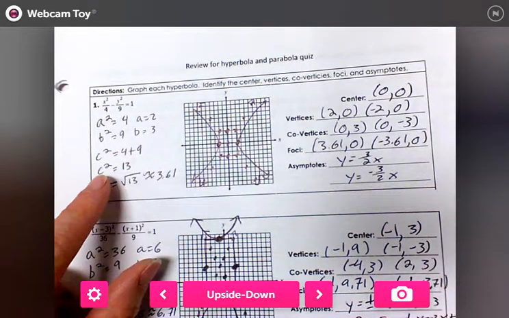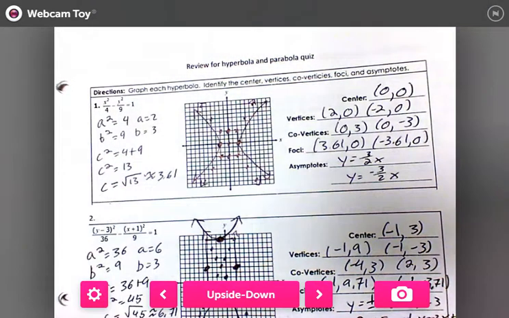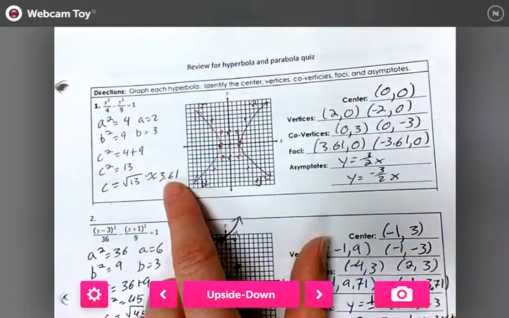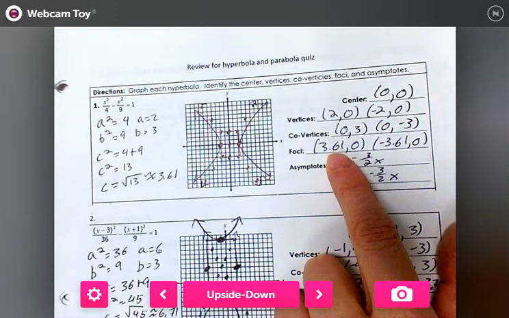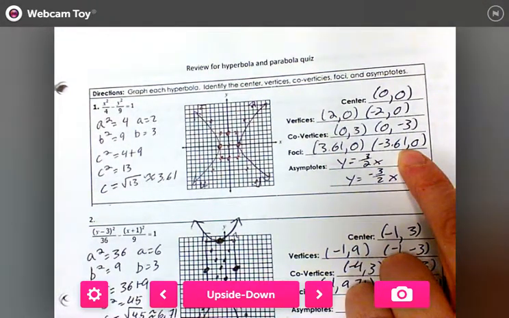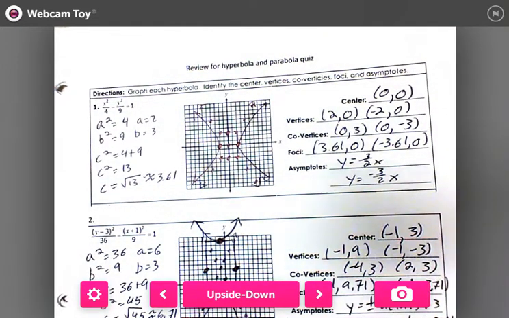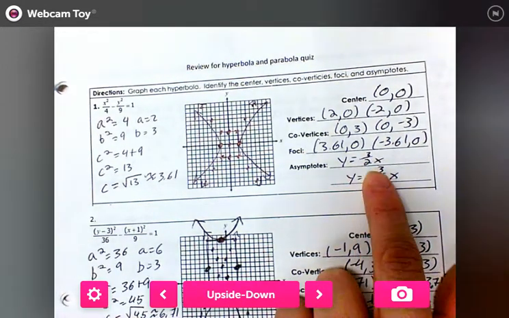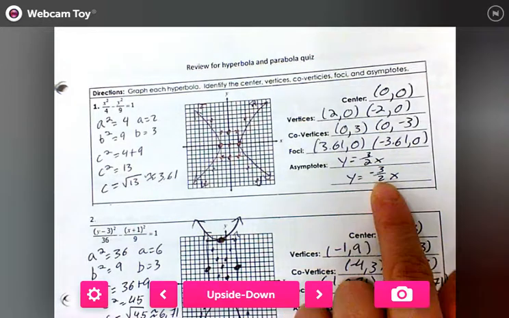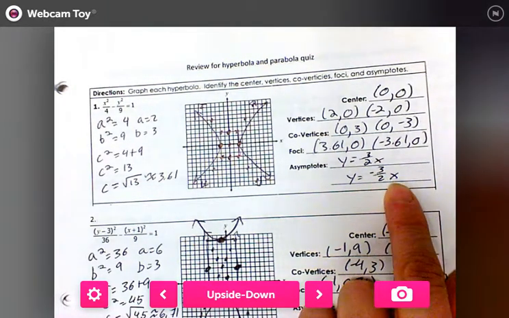And then using the equation C squared equals A squared plus B squared, I found C is 3.61, so my focus points are 3.61, 0 and negative 3.61, 0. And then my asymptotes are y equals 3/2 x and y equals negative 3/2 x. Remember, it's B over A when it is horizontal.